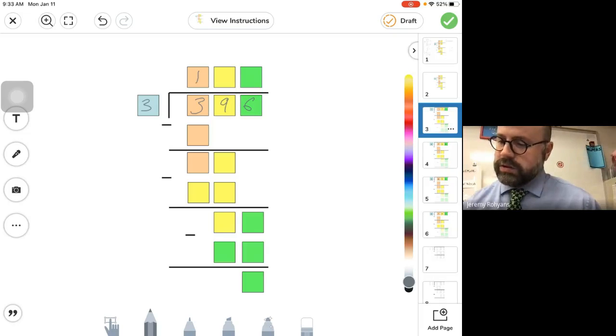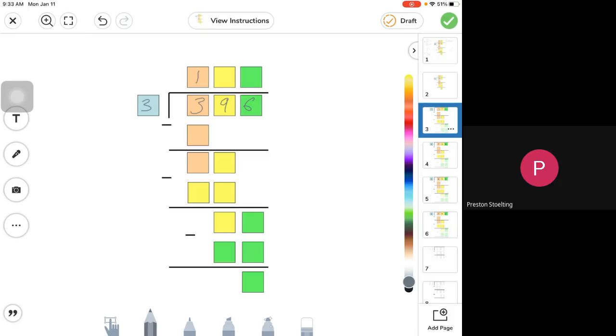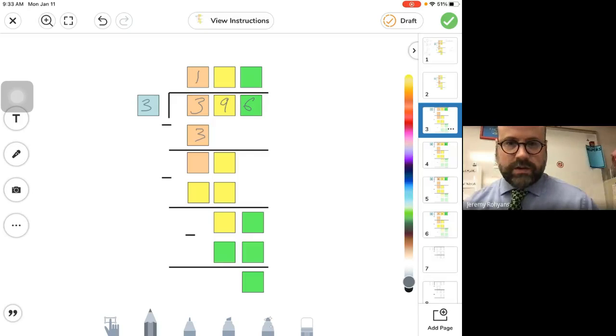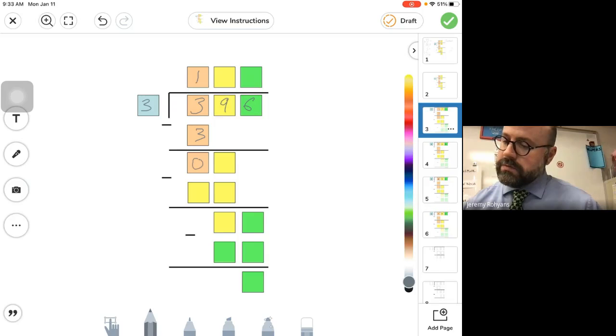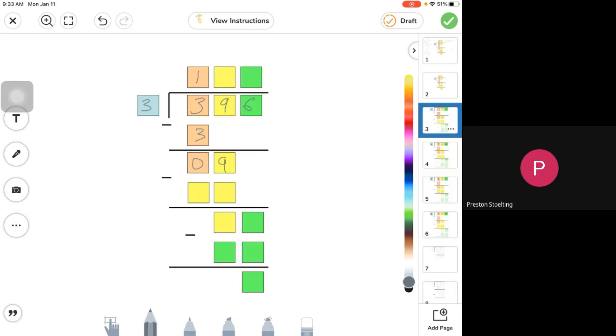And then you multiply the number you're putting in the orange box, 1, times 3. Put it right under the 3. Oh, Harrow, you have a question, dear? And we're supposed to do this on our page? Yeah. Then you do the subtraction, 0. Then you drop the next one down in the yellow. Now we're moving on to the yellow boxes.